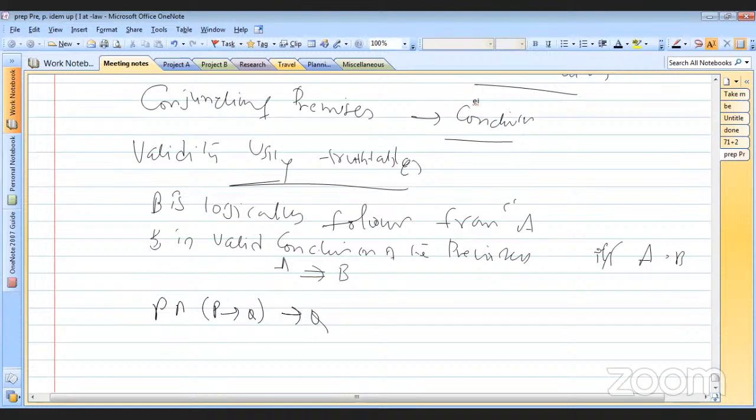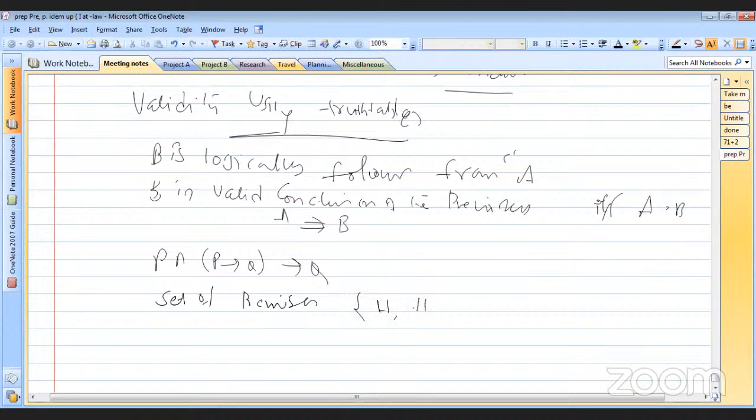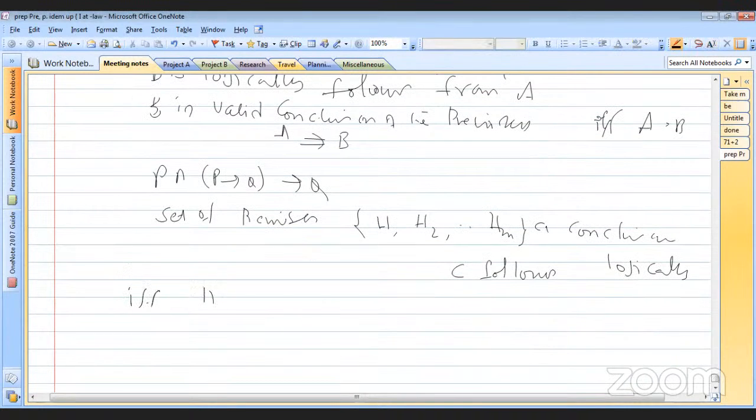So we can say that for a set of premises H1, H2, up to Hm, a conclusion C follows logically if H1 and H2 and so on up to Hm implies C. Given the set of premises and the conclusion, it is possible to determine whether the conclusion logically follows from the given premises by constructing the truth table.